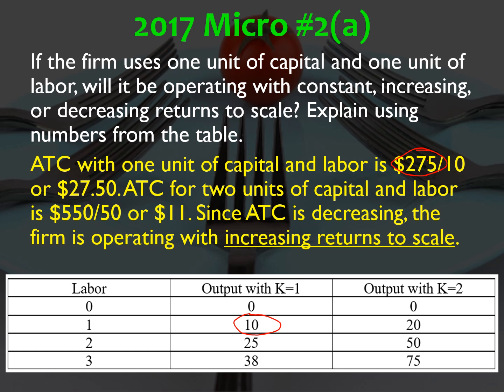So let's look at 2 units of capital and 2 units of labor. So we're looking at these 50 units. Now that's going to double the resource costs from 275 to 550. However, the output more than doubles. In fact, it quintuples from 10 to 50. So the ATC drops all the way down to $11 per unit. Since ATC is decreasing in this stretch, the firm is operating with increasing returns to scale. So increasing returns to scale means that ATC is going down with additional resources.